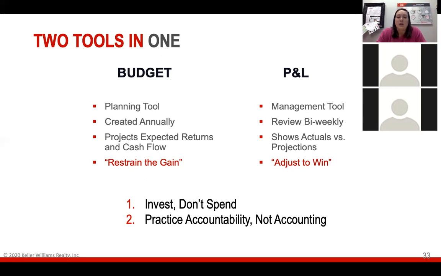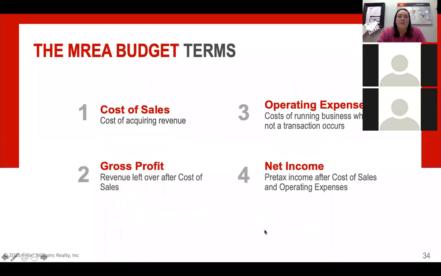Two rules that you want to look at: you want to invest, not spend. So don't spend money unless you're going to get a return on it. That's that investment. And then practice accountability, not accounting. And that is vital. And we're huge on accountability here at KW. The budget terms that you'll need to know from the MREA and from pages 152 through 158.